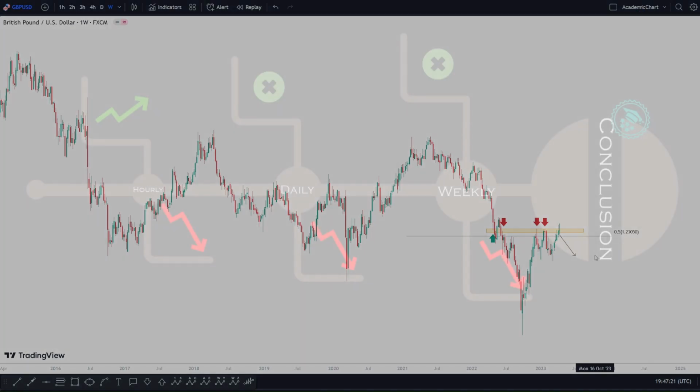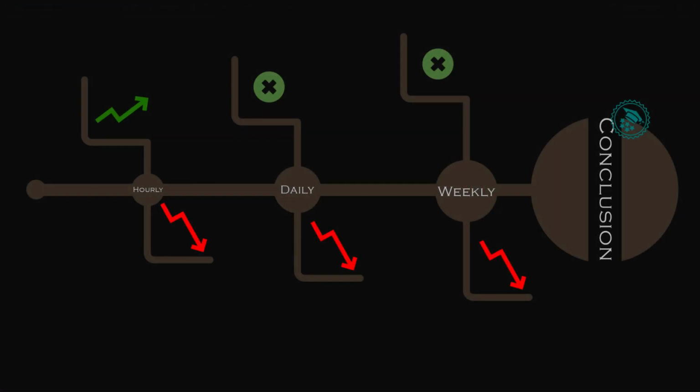So as we discussed about these conclusions, it might be a possible uptrend on the hourly as the corrective structure of that wedge, and then a sharp downtrend, daily sharp downtrend, weekly sharp downtrend. This is what I'm expecting at the moment, and let's see what will happen.